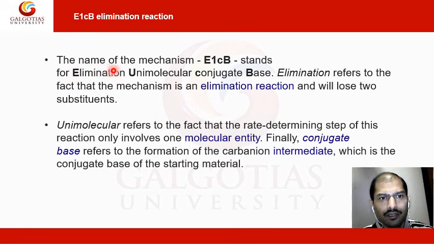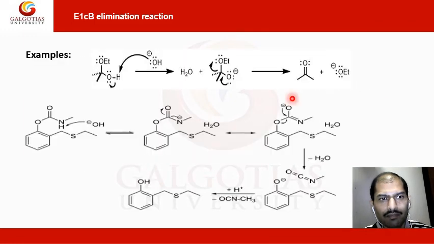Now here E1cb stands for elimination unimolecular conjugate base. Elimination refers to the fact that the mechanism is an elimination reaction where we lose two substituents. Unimolecular refers to the fact that the rate determining step of this reaction only involves one molecular entity. Finally, the conjugate base refers to the formation of the carbanion intermediate, which is the conjugate base of the starting material. We will understand it more clearly from the example.